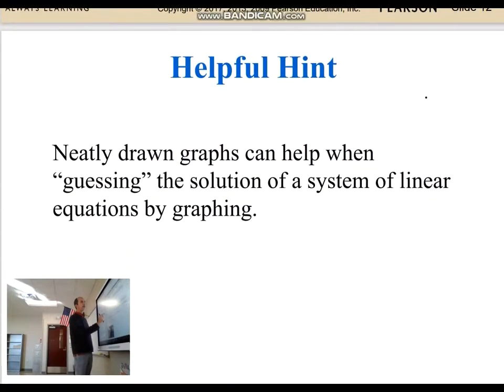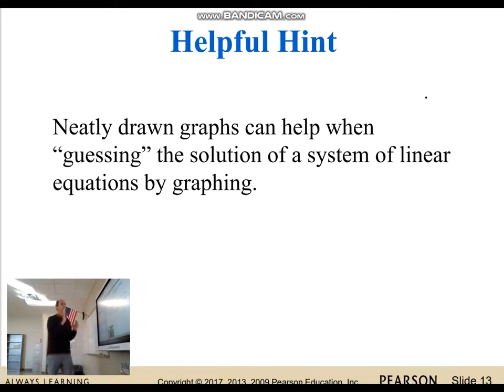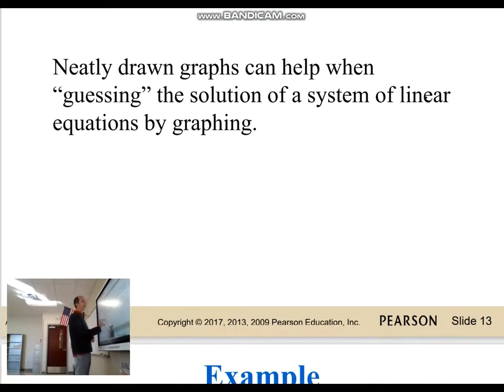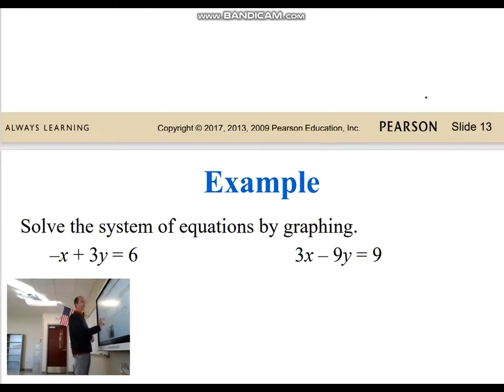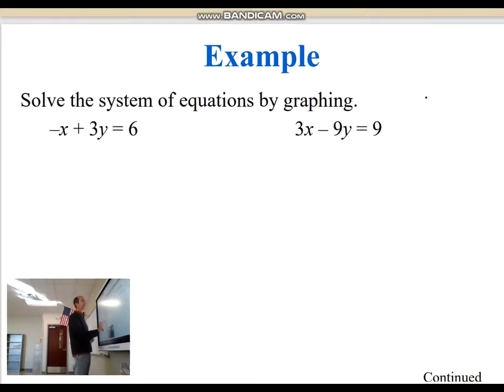A helpful hint: if you draw neatly, it can help you when guessing the solution. Use a ruler. Try to do everything as precisely as possible to help you find the right solution for the system of equations.